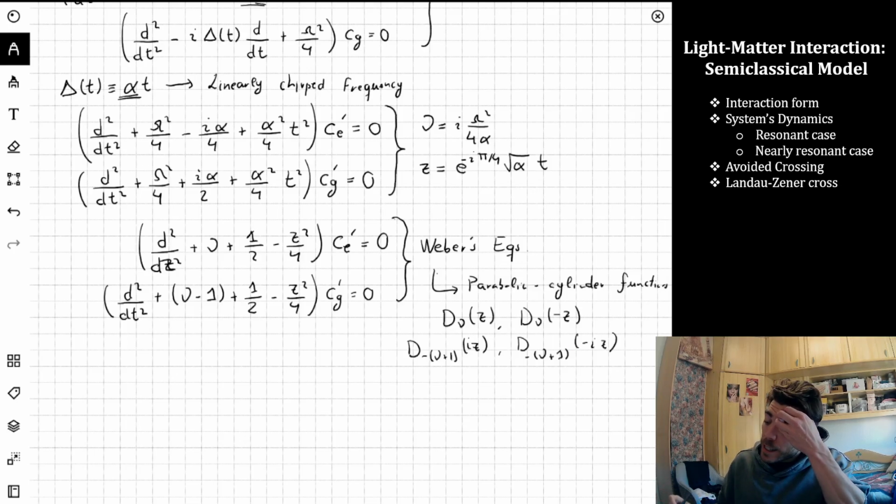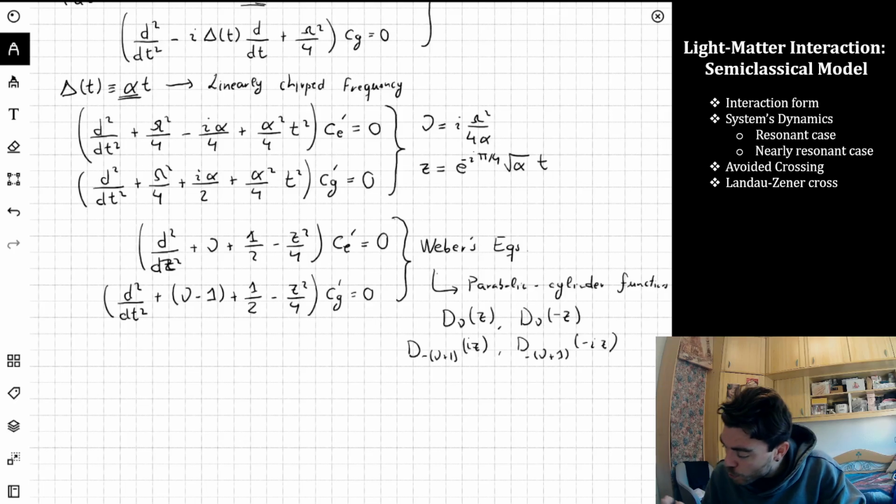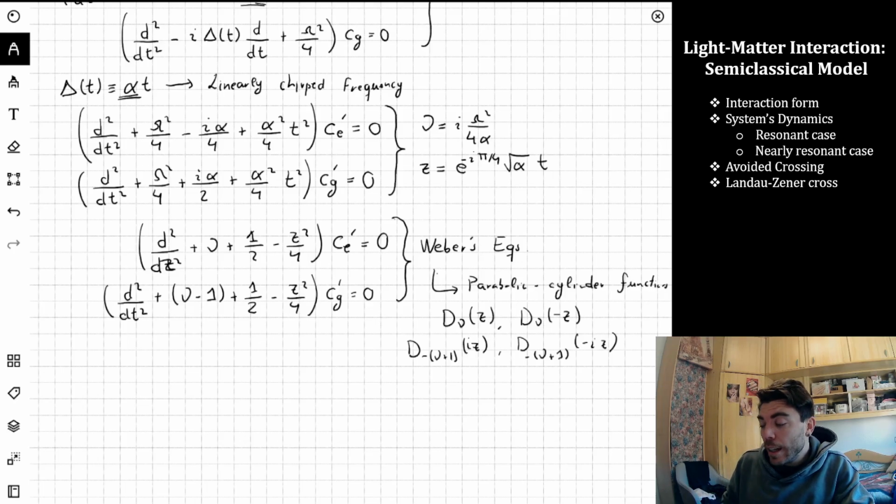So the idea here is that we can compute the solutions for the coefficients, so we know the dynamics of the system while we are sweeping the frequency. So we will know what happens to the atom, because at the end this is what Landau and Zener wanted. They wanted to understand how this passage from the ground state to the excited state in the presence of this chirp was done as a function in particular of this alpha, of this speed of the transition.